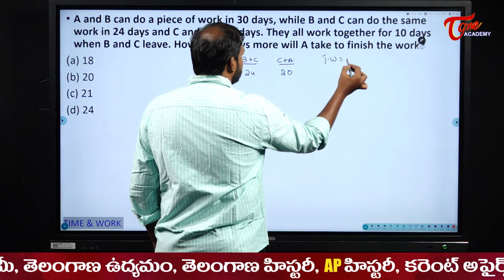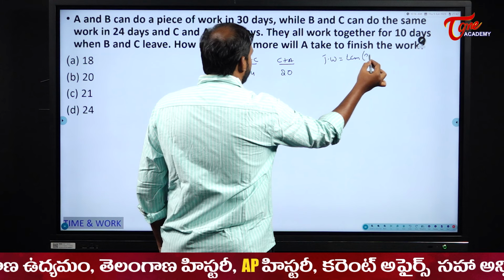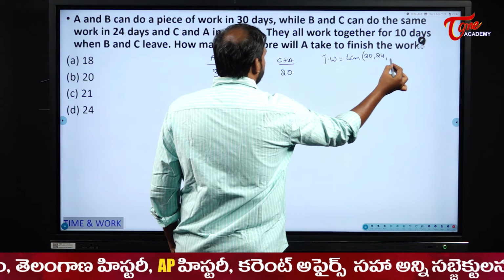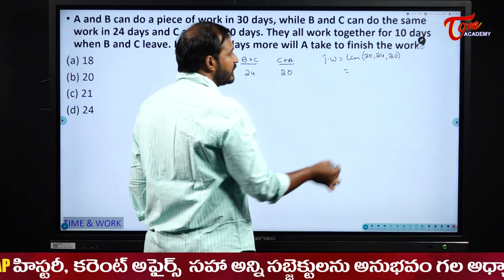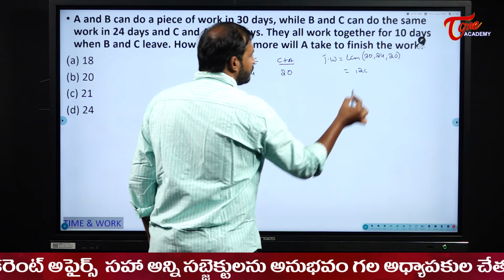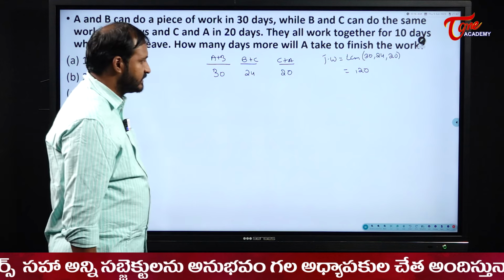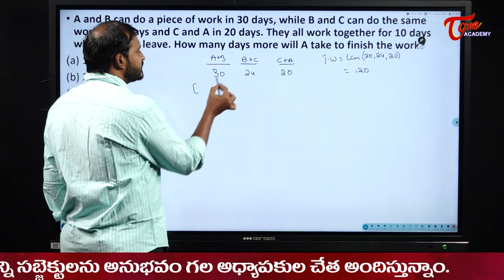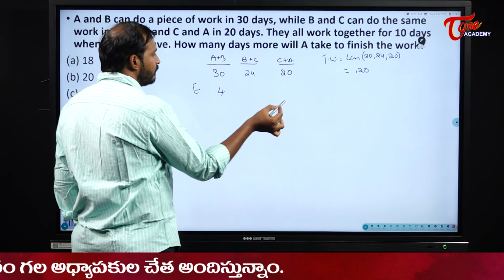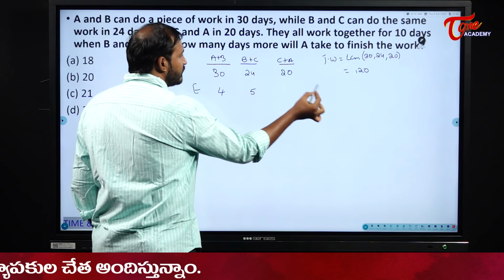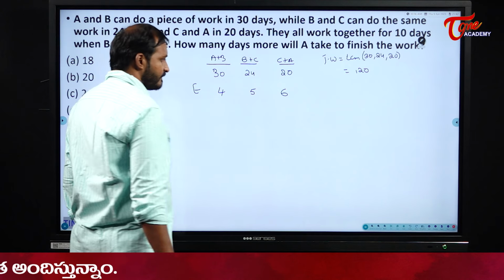What will be our total work? LCM of 30, 24 and 20. What is the LCM of 30, 24 and 20, students? It becomes 120. 120 will be the LCM. So what are their efficiencies? Efficiency of A and B together, 120 by 30, becomes 4. 120 by 24 becomes 5. 120 by 20 becomes 6.